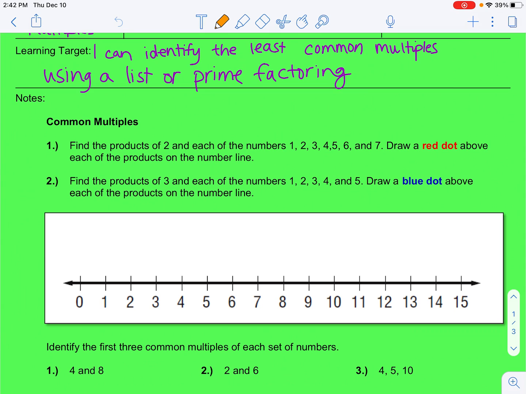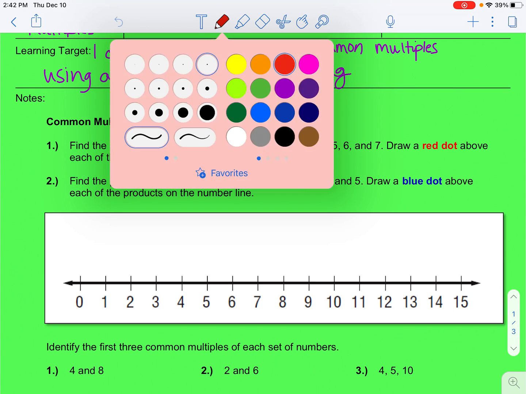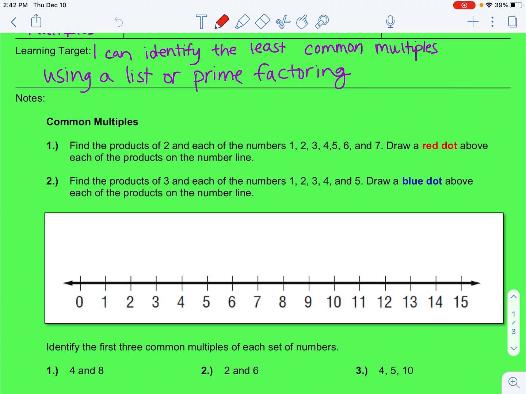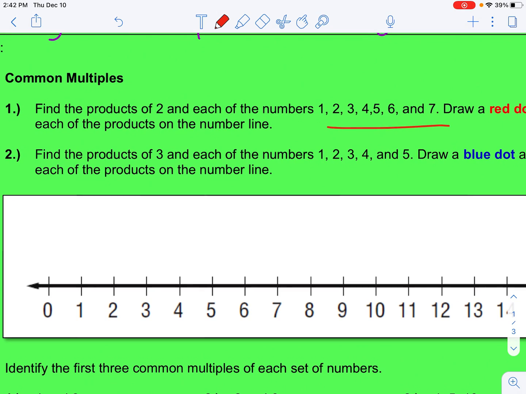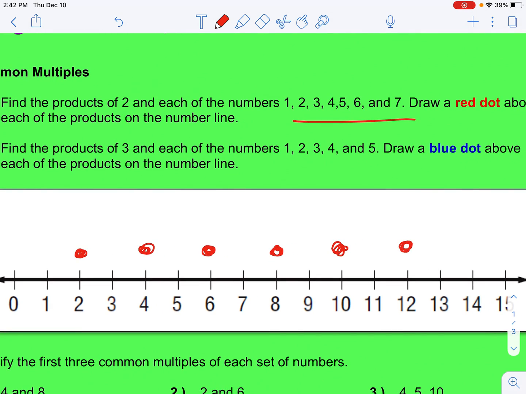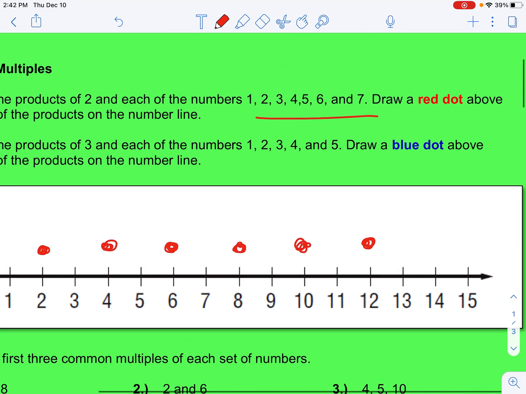Okay, so we are going to use this picture and change your pen to red. We need to find the products of 2 and each of the following numbers. And we're just going to draw a red dot above each of those products on the number line. Okay, so 2 times 1 gives us 2. 2 times 2 gives us 4. 2 times 3 gives us 6. 2 times 4 gives us 8. 2 times 5 gives us 10. 2 times 6 gives us 12. And lastly, 2 times 7 gives us 14.